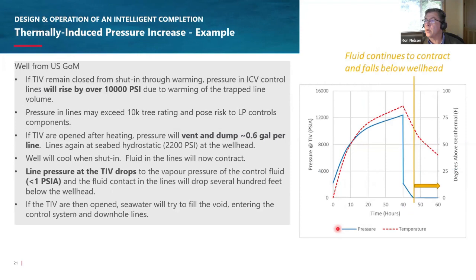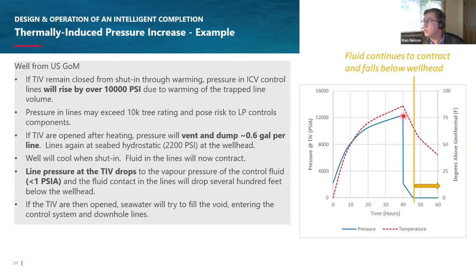I've got an example here from a well in the U.S. Gulf of Mexico. It was about 4,500 feet of water, about 25,000 foot deep well, and is filled with water-based control fluid, which is very common. Basically, when we first cycled the TIV open and closed, the gauges at the tree would have read about 2,200 psi, and this was on a cold well. If we then close the TIV and start the well up and allow it to warm, the average line temperature rises about 86 degrees, and the pressure at those valves will increase from about 2,000 psi to a little over 12,000 psi. So we've picked up over 10,000 psi of pressure increase just due to warming of those lines.